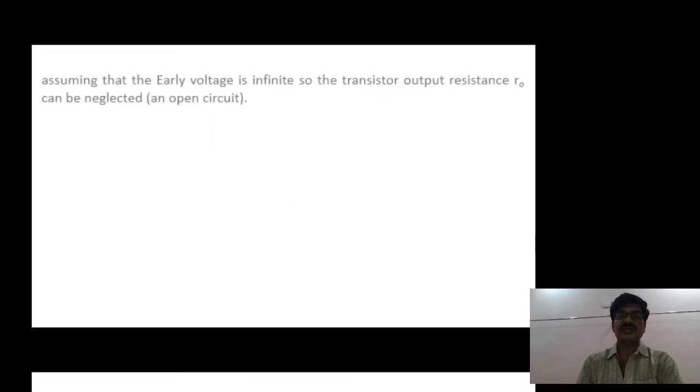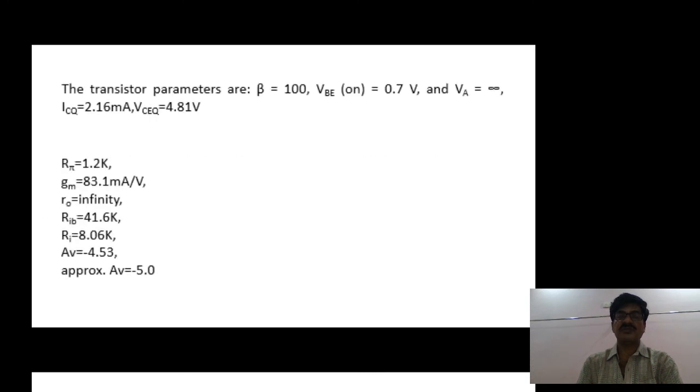Now let us consider one example problem: the same CE amplifier with emitter resistor, and the values are beta is 100, VBE is 0.7 volts, VA is infinity, ICQ is 2.16 milliamperes, VCQ equal to 4.81 volts. By taking these values, the voltage gain, input impedance and output resistance are calculated, and you may get values like this.